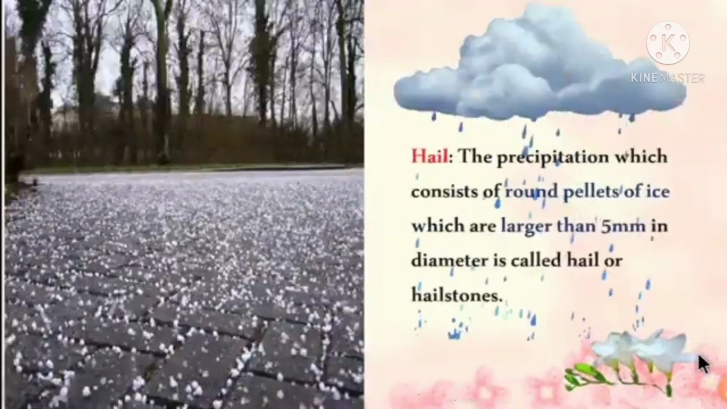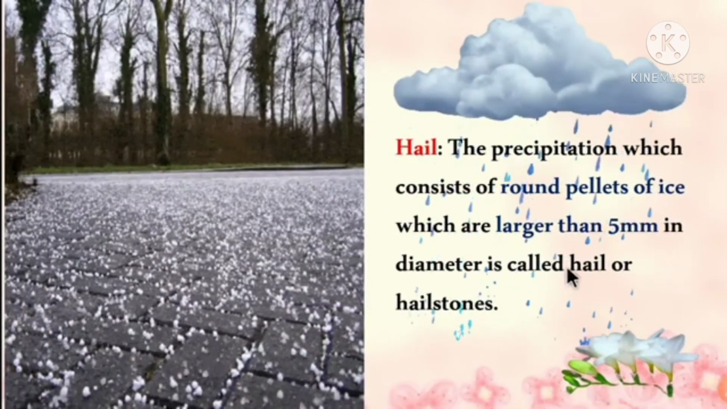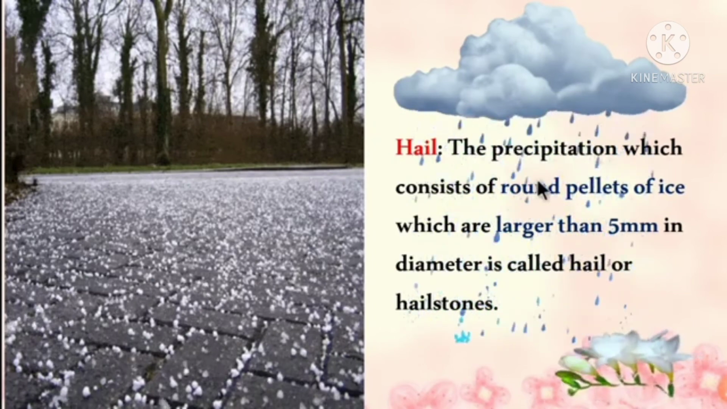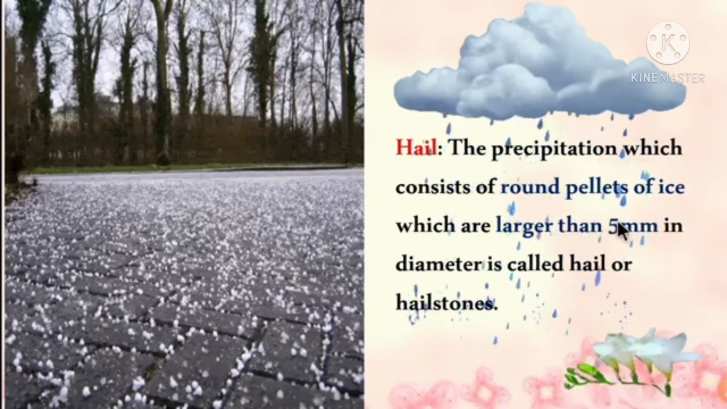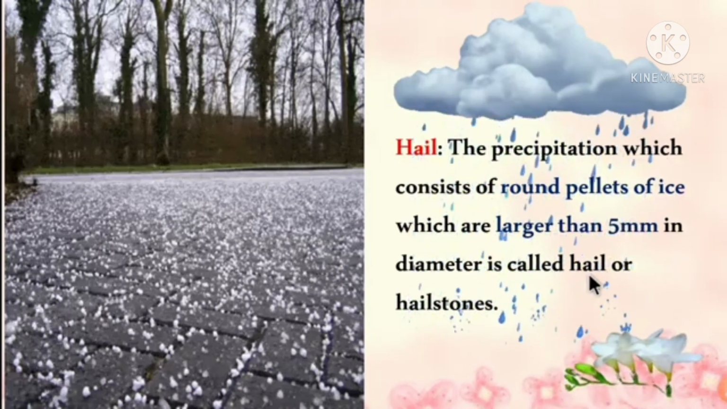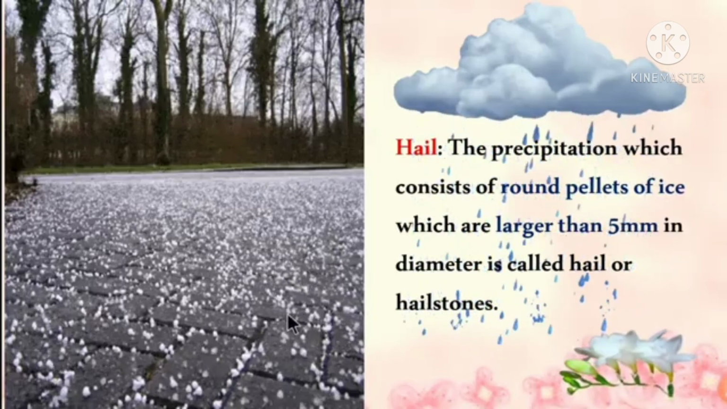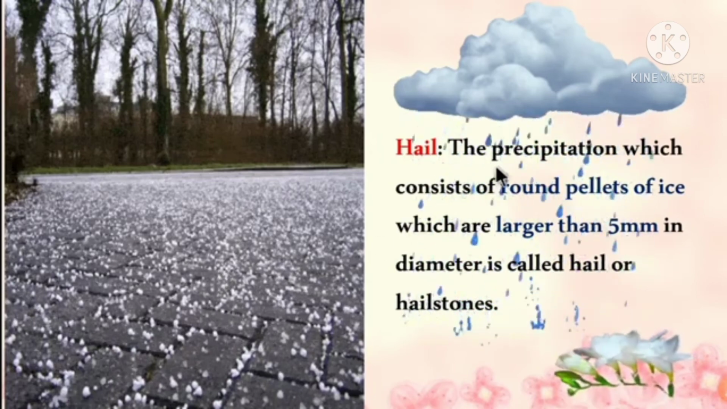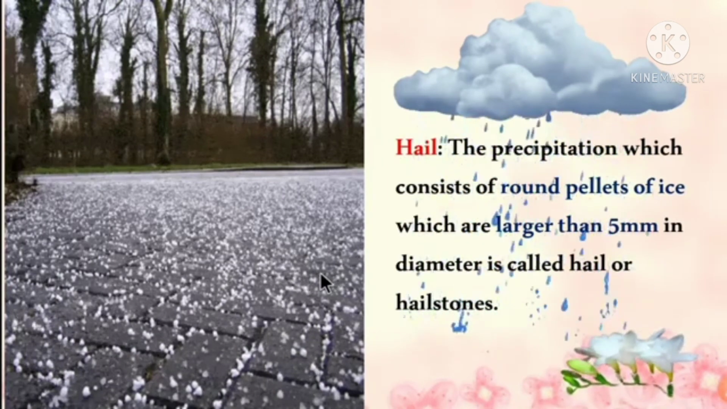The next form of precipitation is the hail. The precipitation which consists of round pellets of ice which are larger than 5 millimeter in diameter is called hail or hailstones.